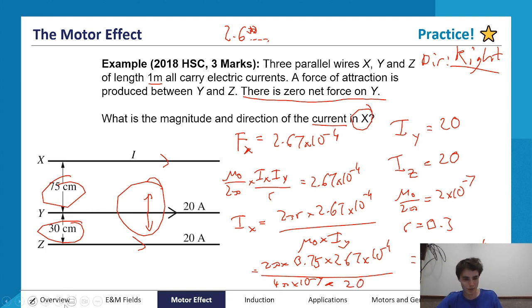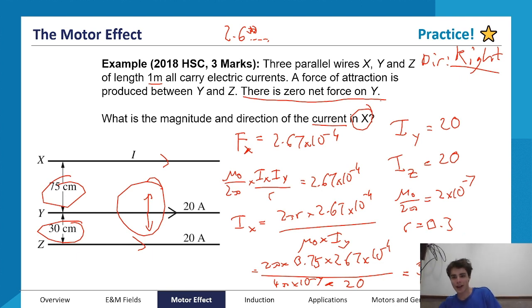So you can chuck all of those numbers into your calculator and see what you get. So 2 pi times 0.75 times 2.67, except I saved it before, so I'm going to use the exact answer, all divided by 4 pi times 10 to the negative 7 times our 20, which if you do all of that, you end up with a current of 50 amps. Our current is 50 amps.